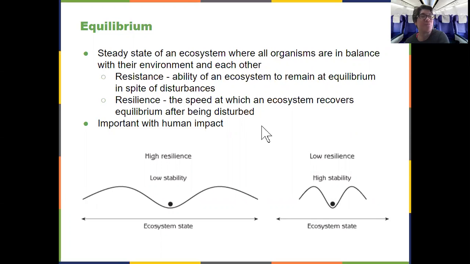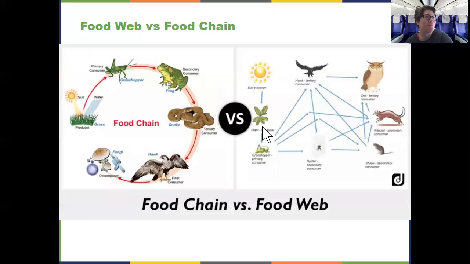And this is really important with living ecosystems, in terms of human impact and how our human impact can influence them and how resilient they are and how well they can bounce back and kind of stabilize themselves. We also learn about food webs and food chains.